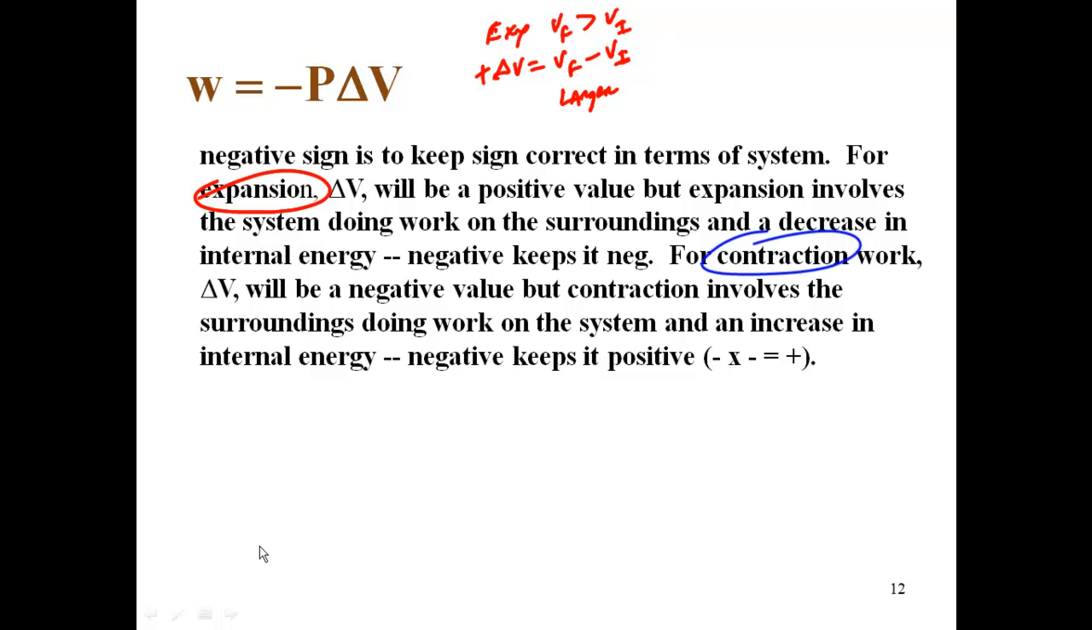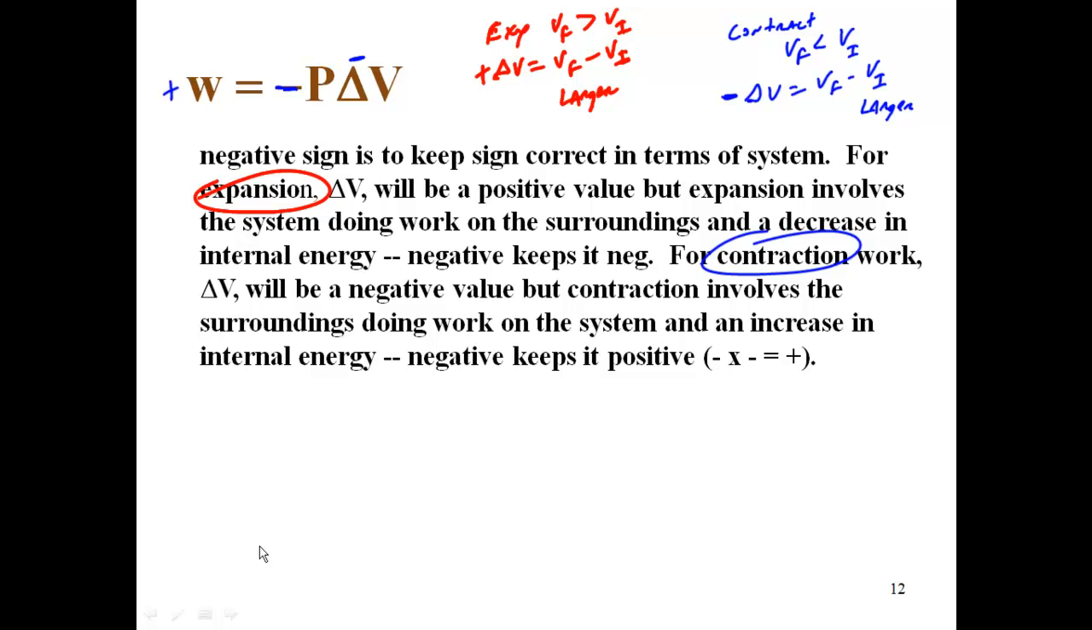Let's talk about contraction. In that case, you're talking about a final volume being less than your initial volume. So if you talk about your change in volume, you've got your final minus your initial. Your initial volume is larger. Therefore, you have a negative delta V. If I plug in a negative delta V, now I have a negative times a negative, which now gives me a positive, which means that there's an increase in internal energy in the system.